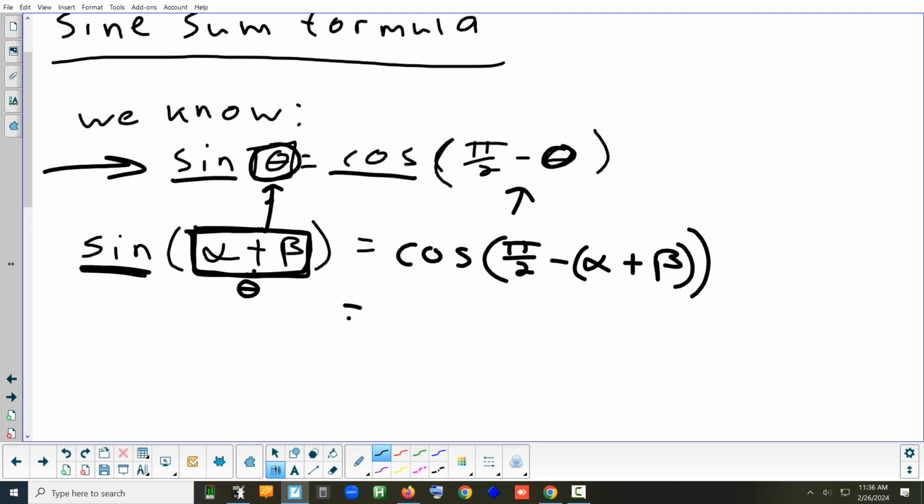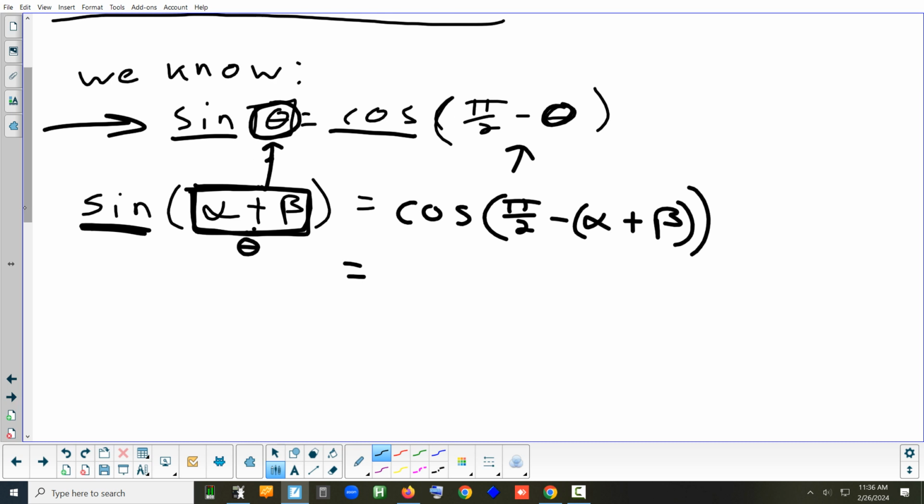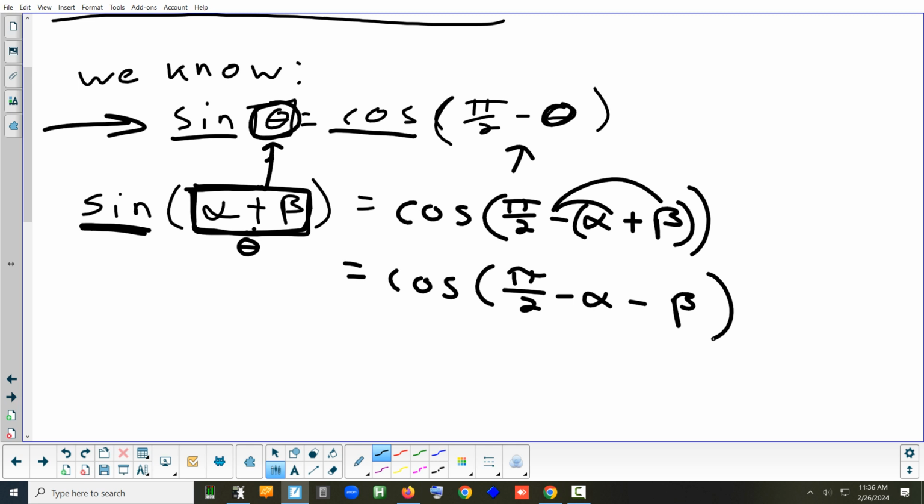Okay, now we've got a minus in front of those parentheses. So what could we do with that? Yep, we could distribute that. So minus that, minus beta. Now, what you have there is basically cosine of a difference. If you don't see it, I'll make it obvious. That's your first angle. That's your second angle. So now, use the cosine difference formula to simplify that, and you'll get the answer.